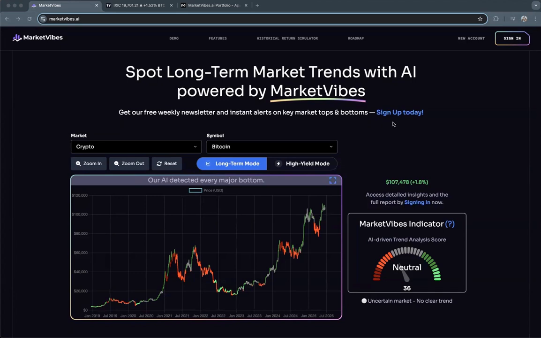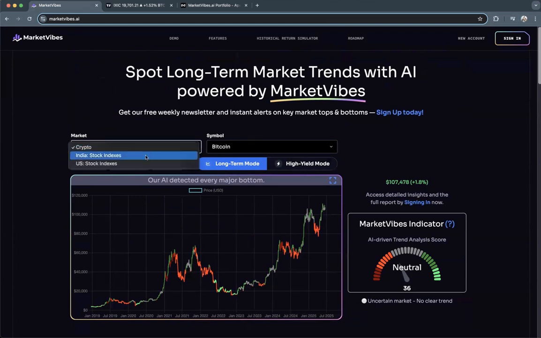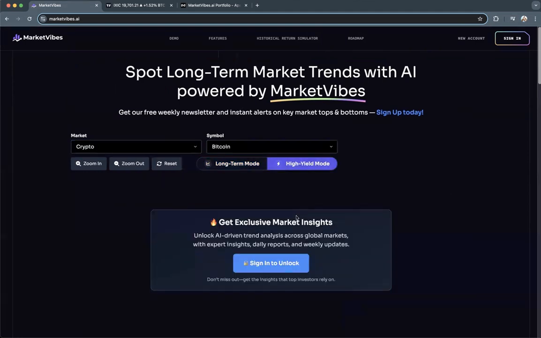So let's get started. This is the home screen of MarketVibes.ai. If you're not logged in and you come to the site, this is what you would see. We only show the long-term mode for Bitcoin, and we have other markets like Indian indexes and US indexes. We also have what I call high yield mode. If you click on this, you will be seeing major bullish and bearish momentums. But for that, you have to sign in.